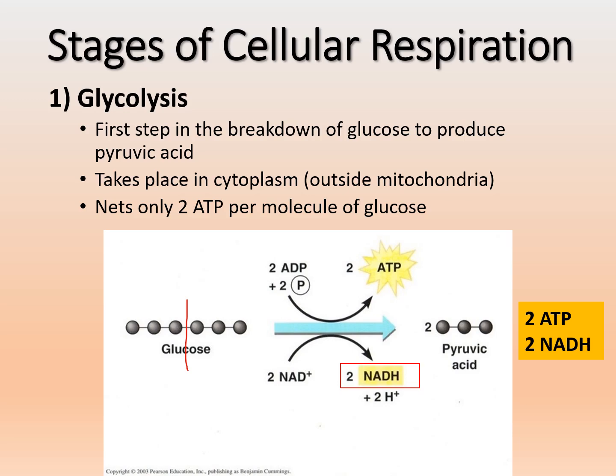So if we break down glucose, right? So essentially we're splitting glucose in half, because we have 6 carbons, and then we turn it into 2 3-carbon molecules. You're going to get some ATP out of that because you're breaking bonds. And these electron carriers are going to pick up some of those electrons that fell off and become NADH. Okay, so we have filled up some of our electron carriers. So we get 2 ATP and 2 NADH per molecule of glucose in glycolysis.